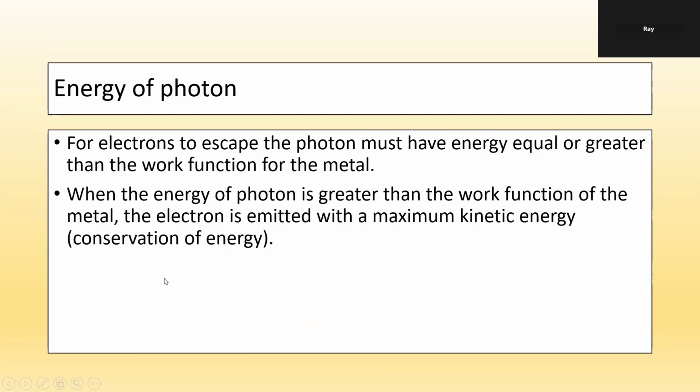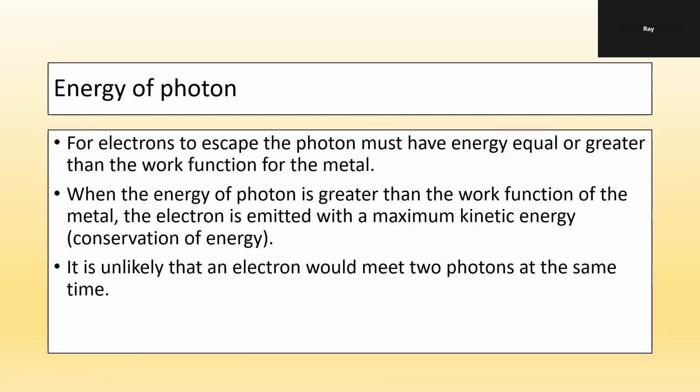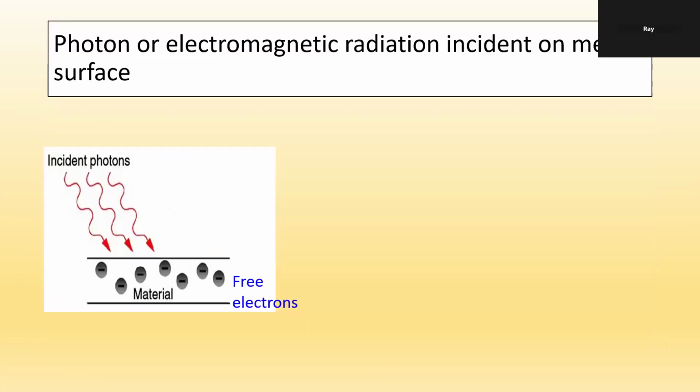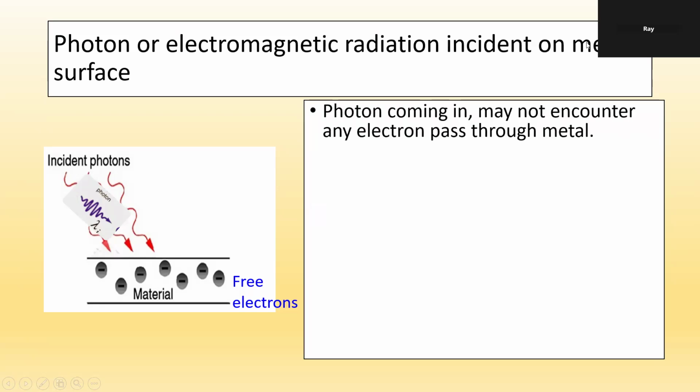Photon, an electromagnetic radiation, incident on a metal. That's a photon. Usually we draw it this way. A photon coming in, or incident, may not encounter any electron and pass through the metal. If it doesn't encounter an electron, it will pass through. If it encounters an electron: can you accept my energy to escape? If not sufficient energy, the photon passes through. No emission. Photon coming in, can you accept my energy? Sufficient energy: the photon gives all its energy to the electron and disappears. So the electron is emitted.